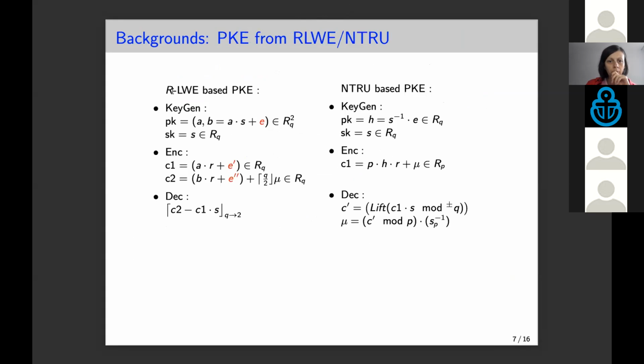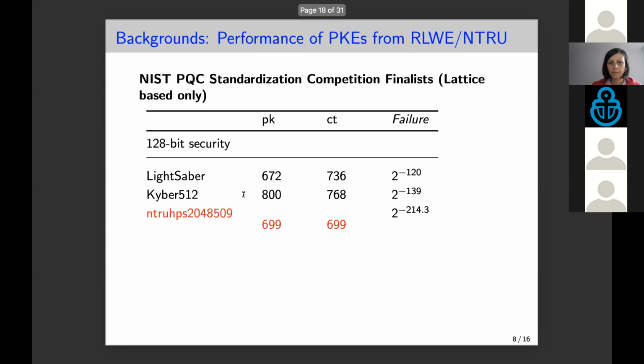Previously, there were ring LWE-based PKEs. In the PKE, the KeyGen algorithm generates a public key. It consists of 2 ring elements. In the NTRU-based PKE, there is 1 ring element. And in encryption, there are 2 ciphertext elements. And in the NTRU-based PKE, there is 1 ring element. But we observed that among the NIST PQC standardization competition finalists, there are LWE-based schemes and NTRU-based schemes, but the public keys and ciphertexts are almost the same size.